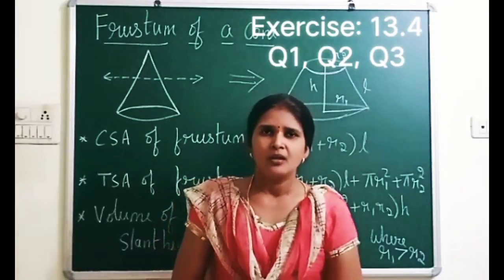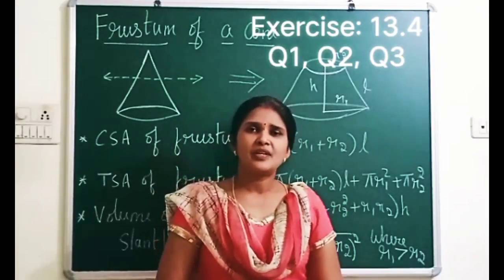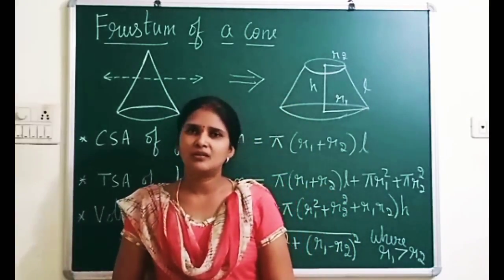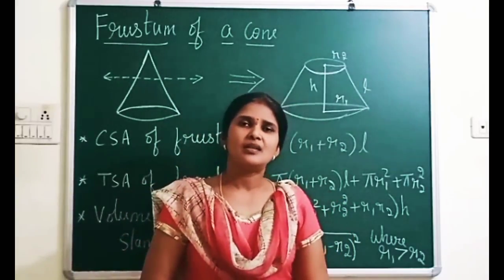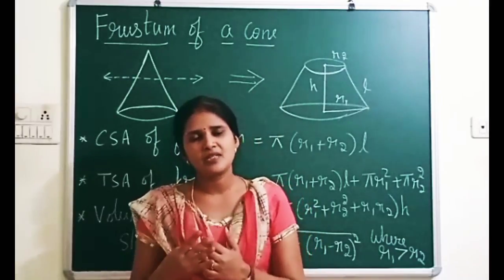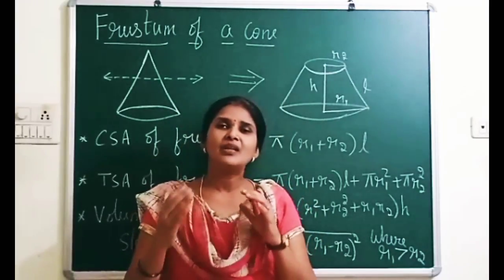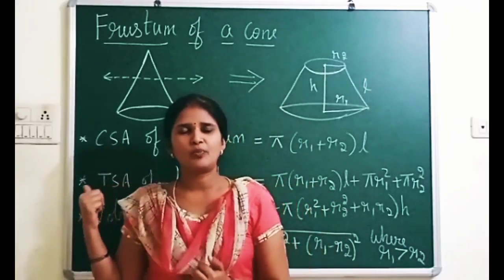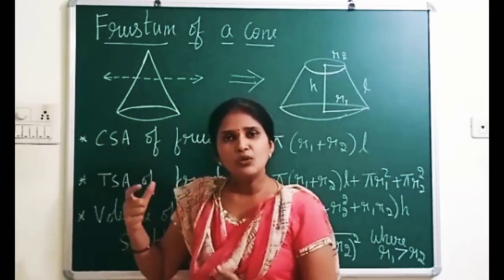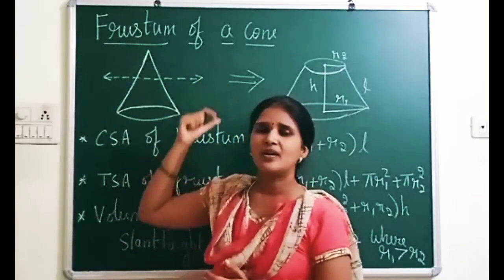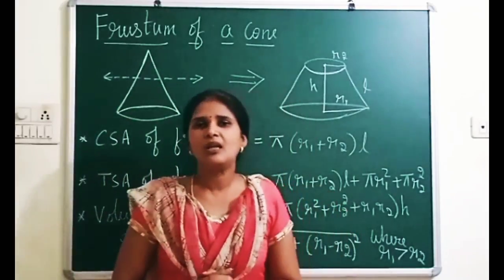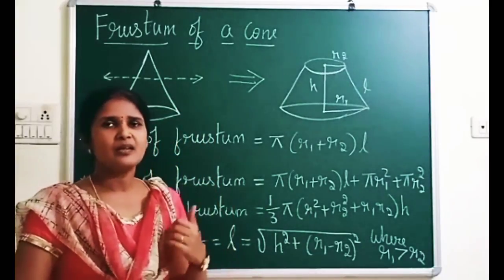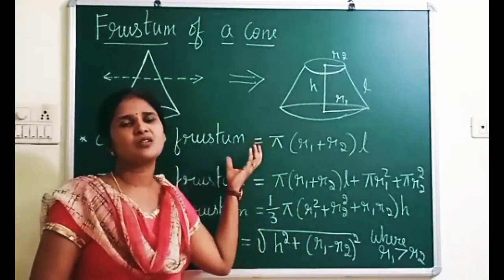Namaste everyone. Till now we studied surface area and volumes, that is 13.1, 13.2 and 13.3, where we learned how to find the surface area and volume when a combination of 3D figures is given. Now this is the last topic for you, a new 3D figure called the frustum of a cone, which you never learned till now. Let me introduce the CSA, TSA and volume of this frustum of a cone.